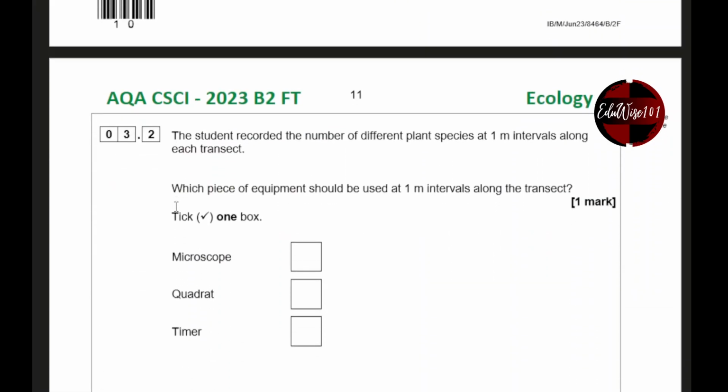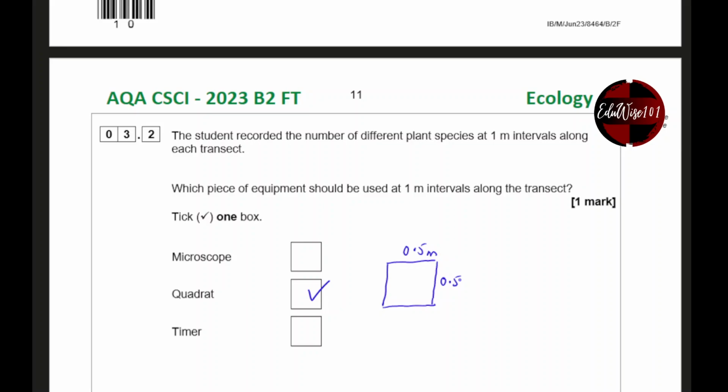The student recorded the number of different plant species at 1 meter intervals along each transect. What piece of equipment should be used at 1 meter intervals along the transect? Well, if you're going to count the number of different plant species, what you would actually use is something called a quadrat. A quadrat is simply a metal frame shaped like a square. There's nothing in there, it's just a metal frame, usually about half a meter by half a meter. You can get it in different sizes.